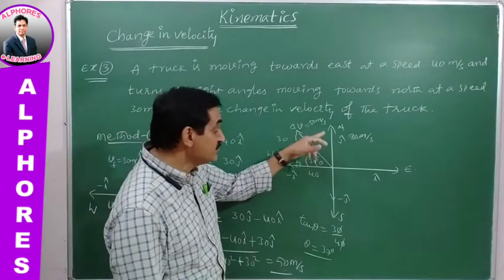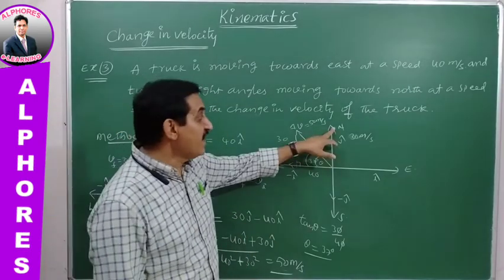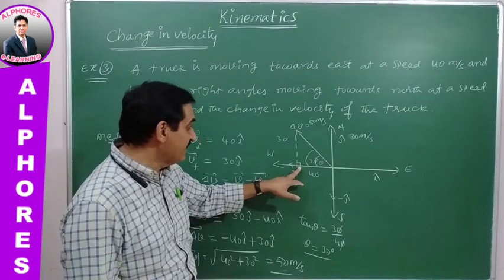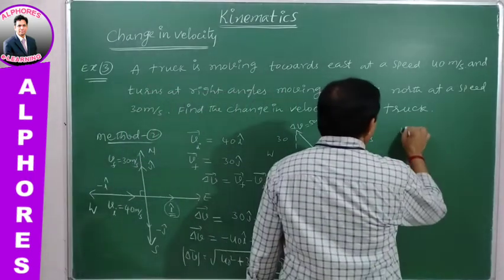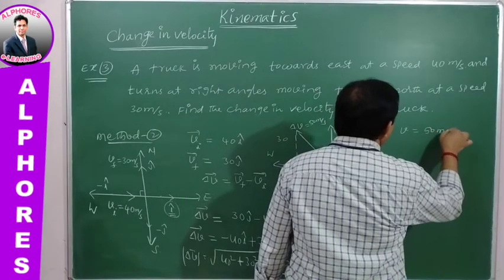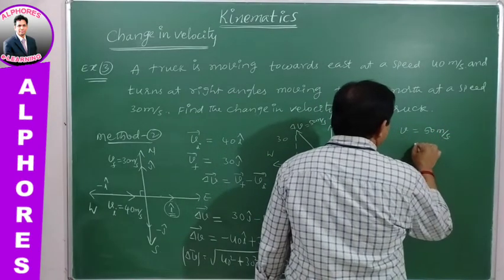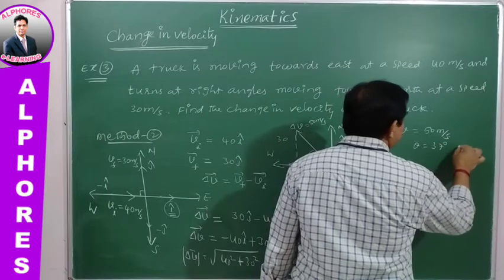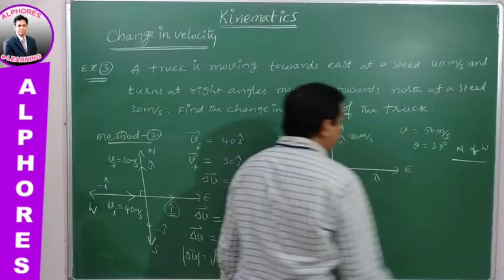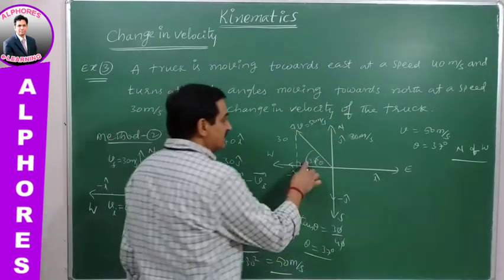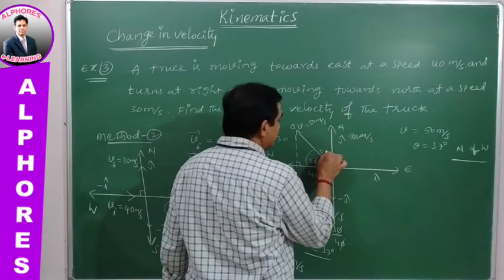Therefore the name is given first as north, since it makes an angle theta with west. North of west. So velocity equals 50 meter per second, theta equals 37 degree north of west. This is 37 and the remaining angle is 53 degree.